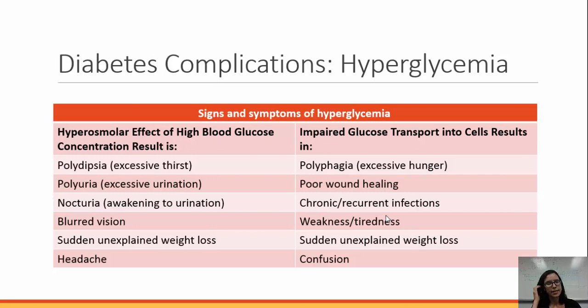So here's the same idea as the previous table. So we have hyperosmolar effect of high blood glucose concentration: the polydipsia, polyuria, nocturia, awaking to urination, which is just kind of an extension of polyuria, blurred vision, unexplained weight loss and headache. And then from impaired glucose transport of the cells, we have polyphagia, poor wound healing, chronic recurrent infections, weakness and tiredness, unexplained weight loss, and confusion. And we're going to go into most of these in more detail.